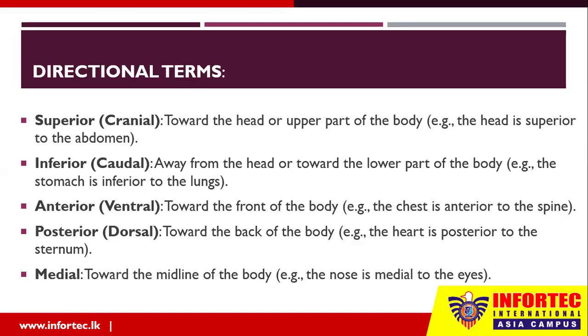Then anterior or ventral, right? This means towards the front of our body, right? So for an example, we can say our chest is anterior to the spine. Then posterior or dorsal. This refers to toward the back of our body.